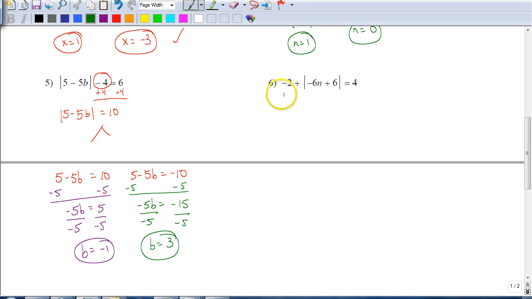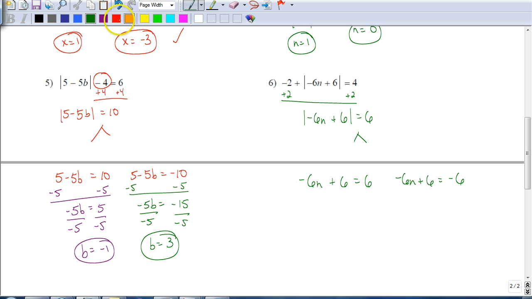So first, remember you want to get the absolute value by itself, so I'm going to add 2 to both sides. So now I have negative 6n plus 6 equals 6. And now there's 2 things I could put inside of here that would give me 6 as my answer. I could have negative 6 or positive 6. So that means negative 6n plus 6 could equal 6, or negative 6n plus 6 could equal a negative 6. Now we just solve both of these.